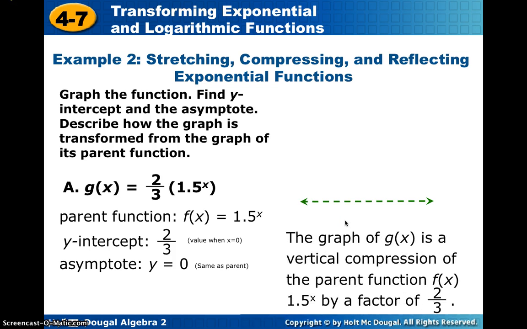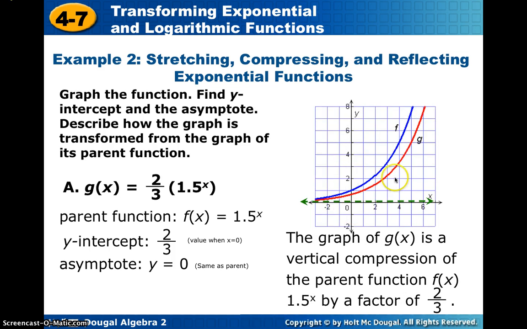Okay, so let's look at the graph. When you look at the graph, you can see that it didn't actually move, so the asymptote is still right here at y equals 0. So the graph is a vertical compression of the parent function by a factor of 2/3.